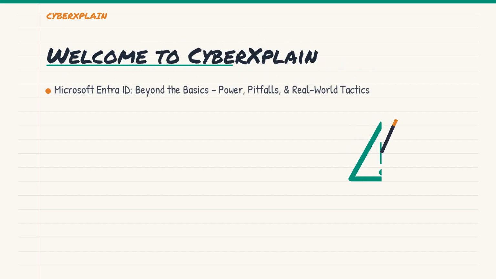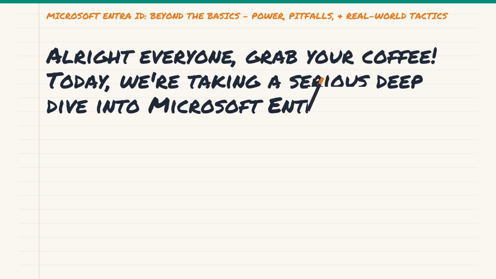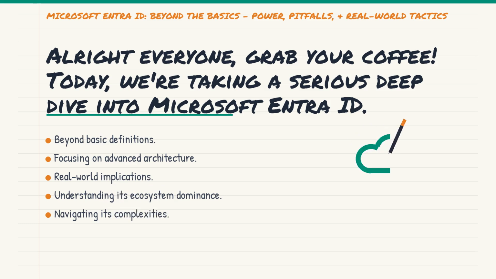Today we are going to discuss Microsoft Entra ID, beyond the basics: power, pitfalls, and real-world tactics. You know, most folks talk about Azure AD, or as it's now called, Microsoft Entra ID, like it's just another cloud directory. But we are not here for the beginner stuff, right? We are talking about the architecture, the protocols, the sneaky edge cases, and how this beast actually functions in the wild. Think of it as the central nervous system for identity and access in the Microsoft ecosystem, and honestly, for a lot of other places too.